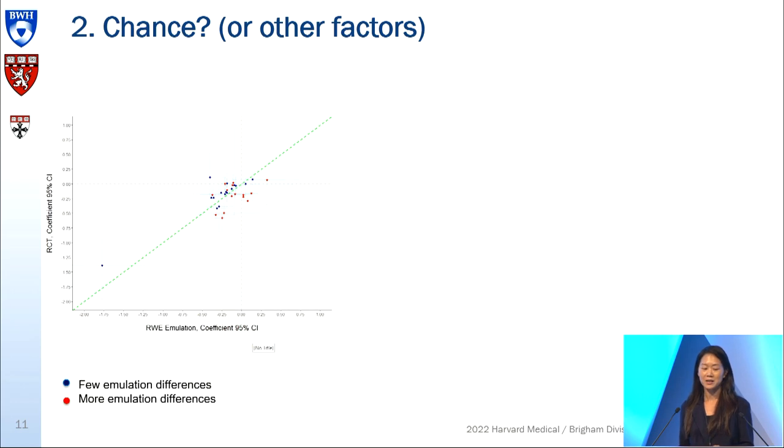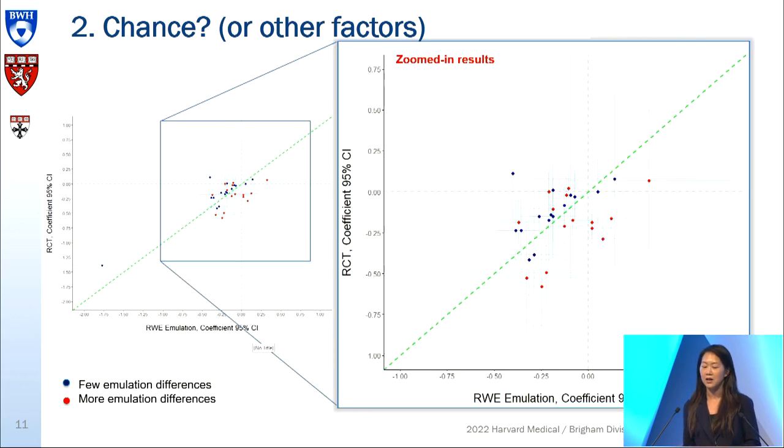So for my second example, I'm going to be talking about the role of chance or other factors. And here's the calibration plot that I showed you before, but this time I've color-coded the dots based on whether there were few design emulation differences versus more design emulation differences. And zooming in, you can see that, by and large, the blue dots indicating few design emulation differences tend to fall closer to the diagonal line indicating perfect calibration, with the exception of this one right here.